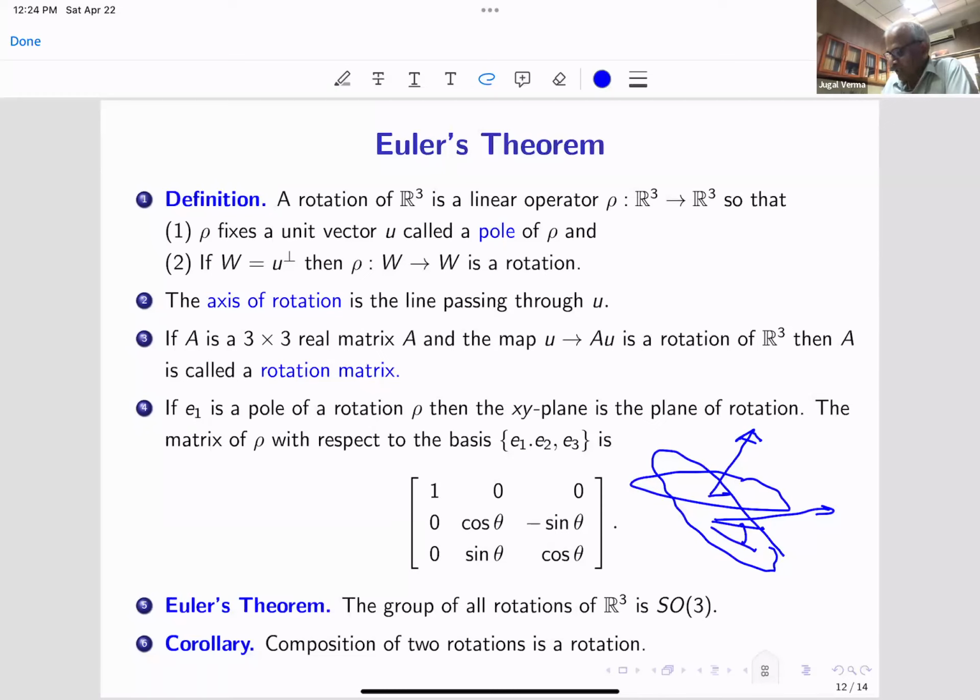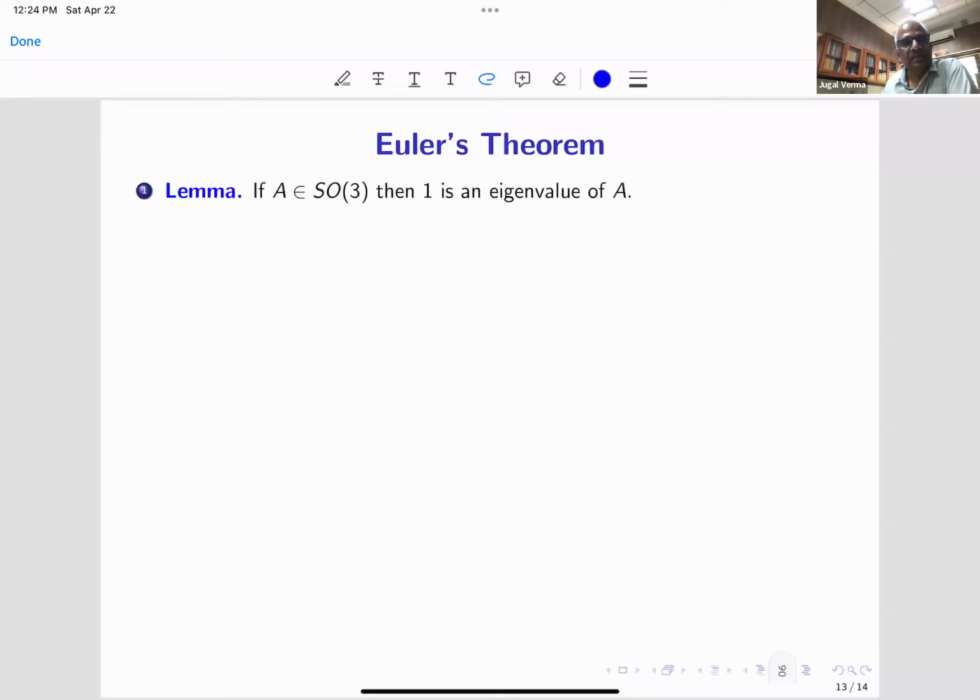To determine the axis of rotation, I need to find an eigenvector with eigenvalue 1. So it says that if I multiply two matrices in SO3, one can find an axis for the product matrix. So that is to show that there is an eigenvector with eigenvalue 1. We will show that any matrix in SO3 has an eigenvector with eigenvalue 1, and that gives us the axis of rotation. This is the corollary, which is not clear if you geometrically define rotation, that the composition of two rotations is a rotation. So first let A be a matrix in SO3.